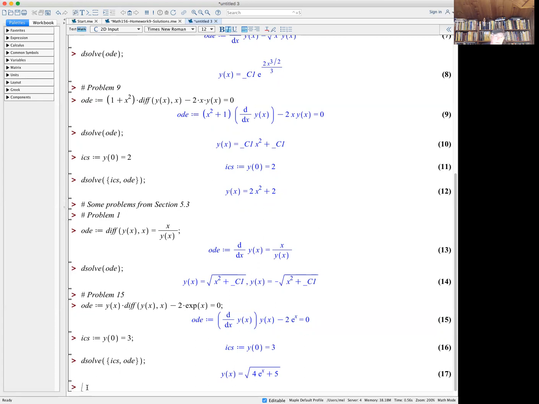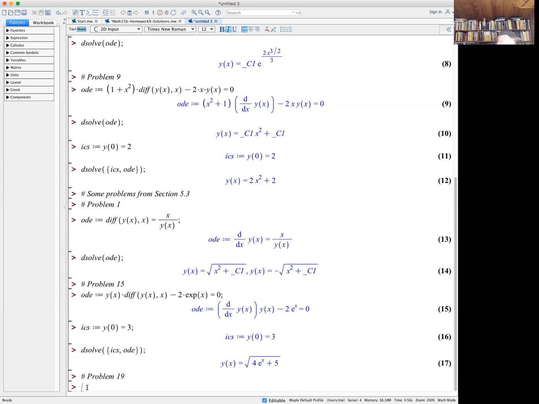And really, Maple doesn't care how hard the problem is. It will solve them all. Let's look at problem 45. Oops. I'd rather not do 45. How about, let's see, it's an interesting problem. Problem 19. That looks hard.